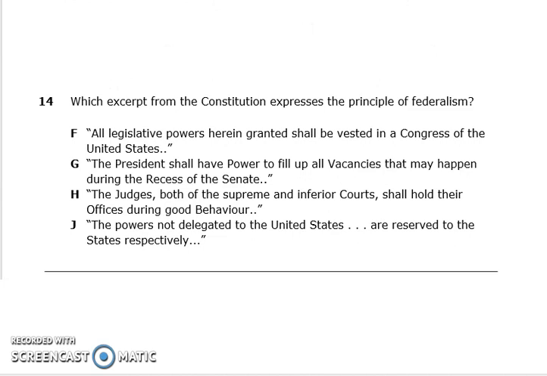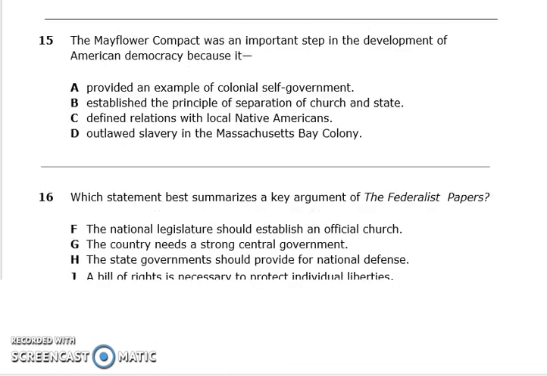Number 14. Which excerpt from the Constitution expresses the principle of federalism? F. All legislative powers herein granted shall be vested in a Congress of the United States. G. The President shall have power to fill up all vacancies that may happen during the recess of the Senate. H. The judges, both of the Supreme and inferior courts, shall hold their offices during good behavior. J. The powers not delegated to the United States are reserved to the states respectively. Number 15.